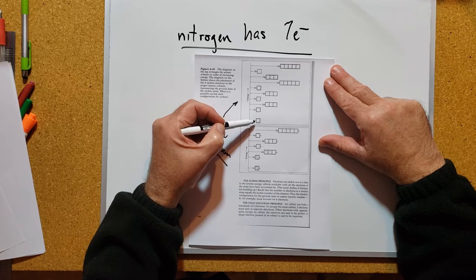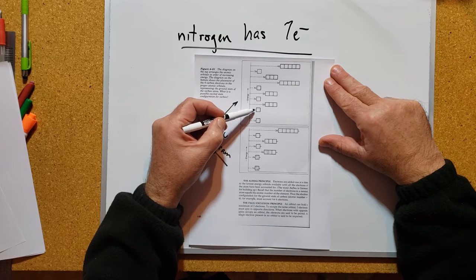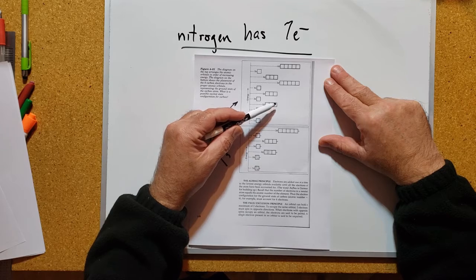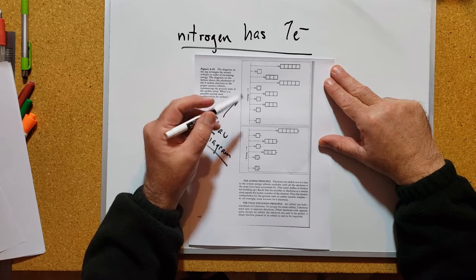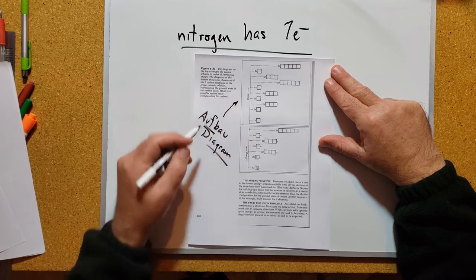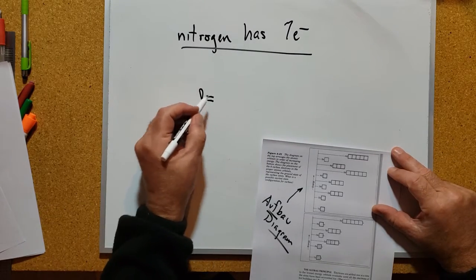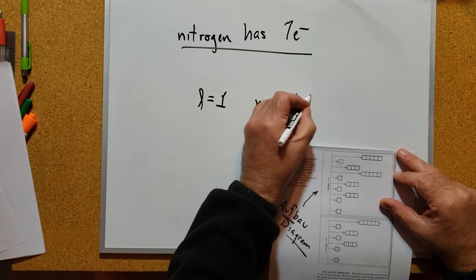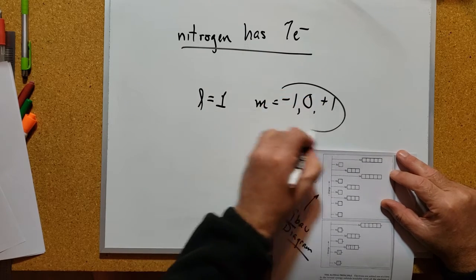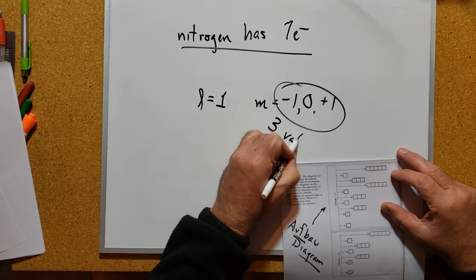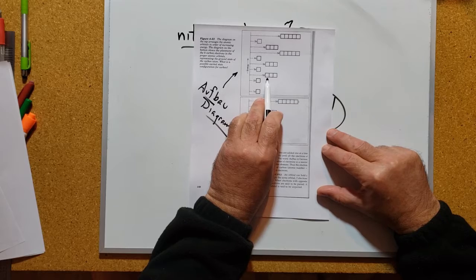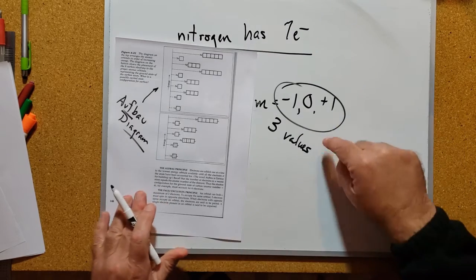Right? After the 1s comes the 2s, and the 2s is able to hold 2 electrons also. But notice the next set of orbitals, the 2p's, come in groups of 3. And that has to do with the fact that when we have p orbitals, we're dealing with l equal 1. And when l equals 1, m could be -1, 0, or +1. That's 3 different values, and that's why p orbitals come 3 to a group.